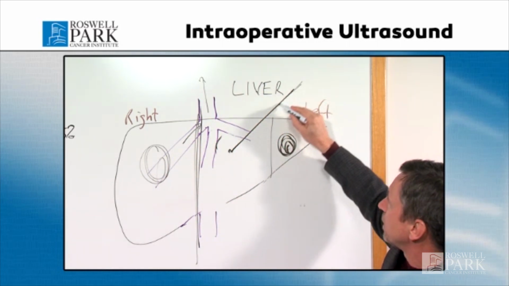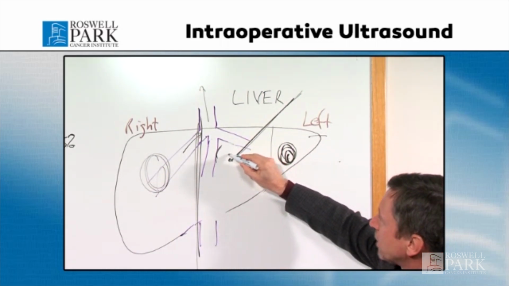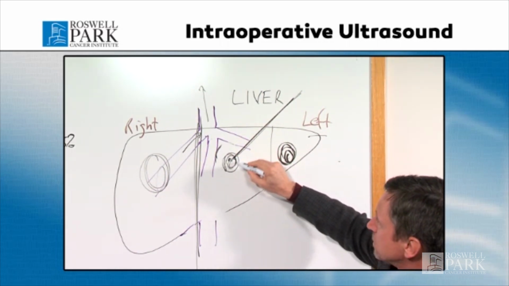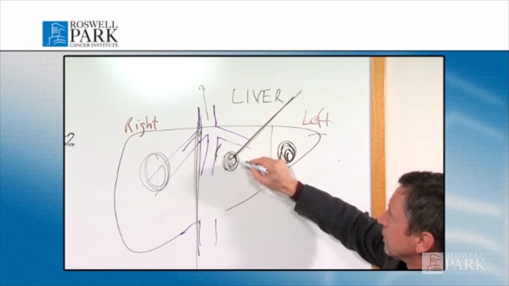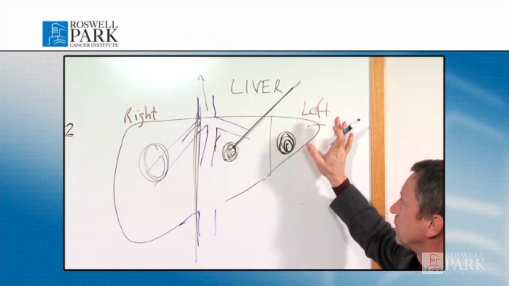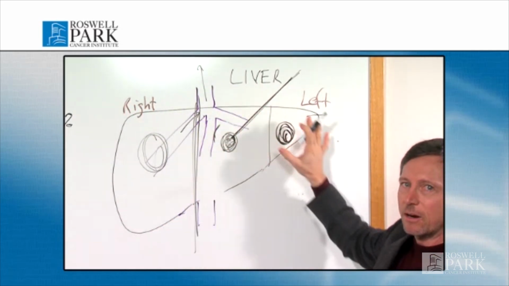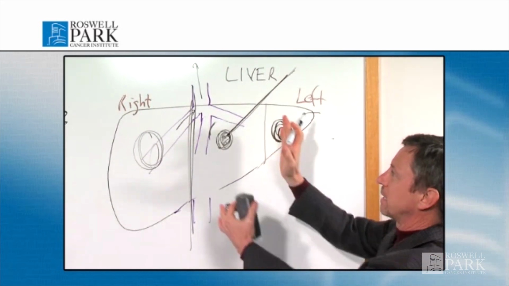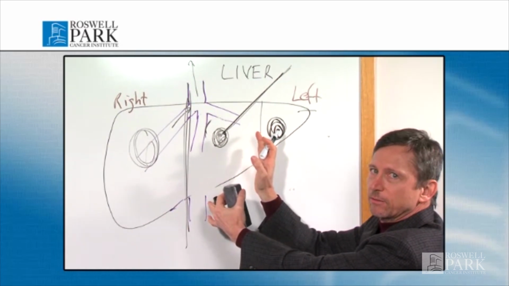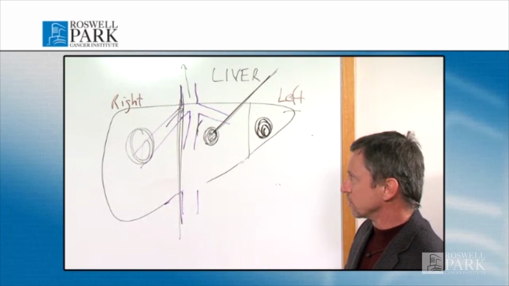But we can take this microwave probe, which is just a needle, and actually microwave or destroy this tumor with heat. So using very, very high temperatures, we can actually kill that tumor. Thus, we've removed this tumor, removed this one, and we've done microwave here, so we've taken care of all the tumors in the liver, yet saved and spared enough healthy liver for the liver to regenerate and not to have any problems after surgery.